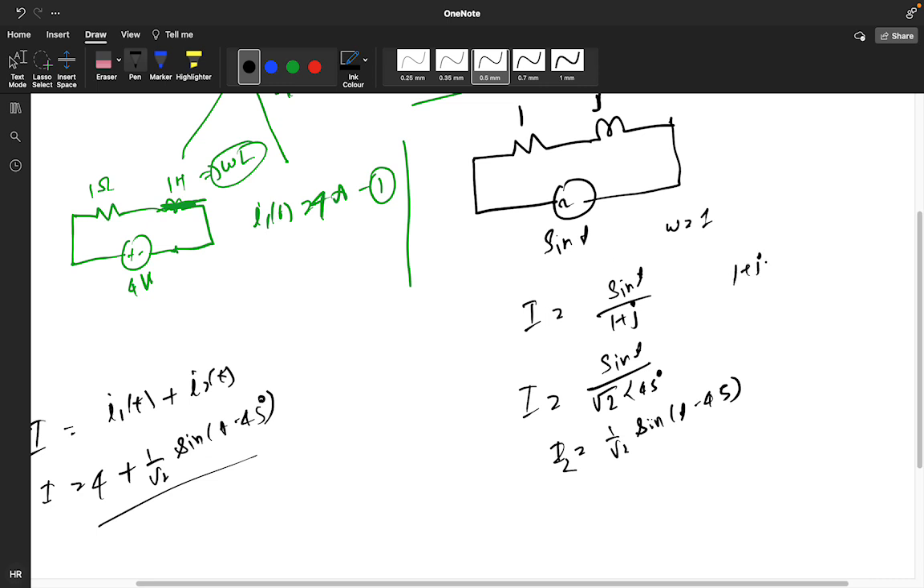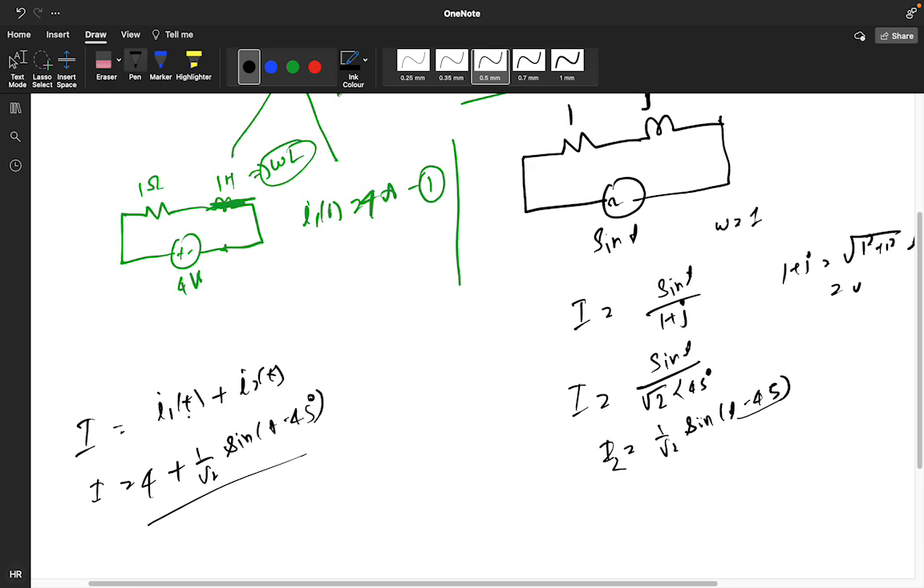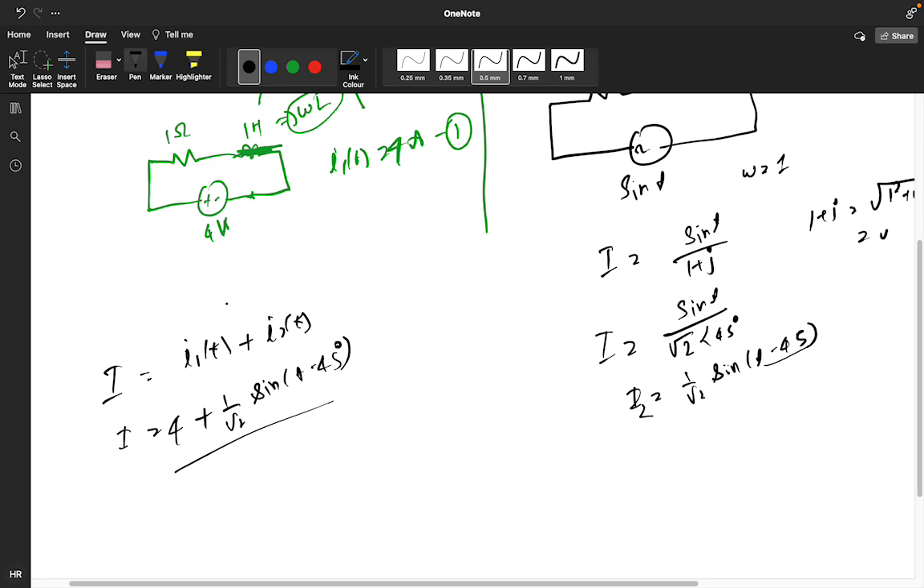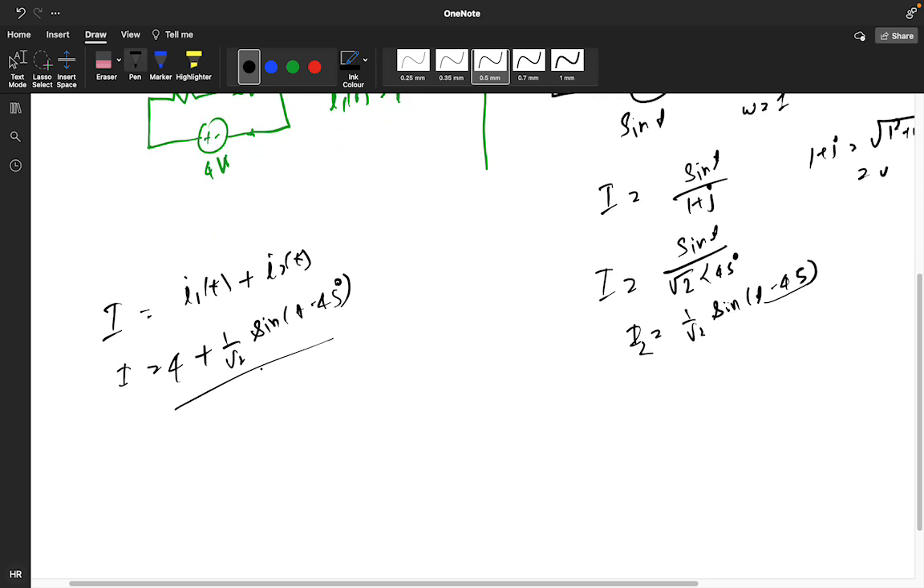1 plus j meaning was root under 1 square plus 1 square at an angle tan inverse 1 by 1. It will give you root 2 at an angle 45 degree. So you are getting 1 upon root 2, and this 45 will go up, then it becomes minus 45. And now you have to add this signal. So overall current, how much are you getting? I is equals to 4 plus 1 by root 2 at an angle sine t minus 45.